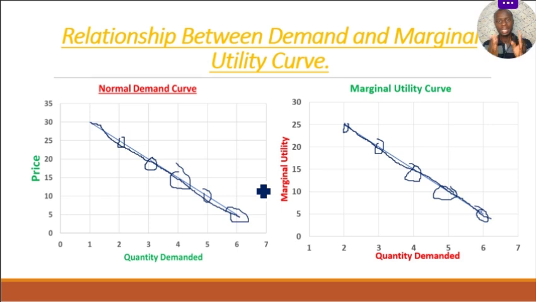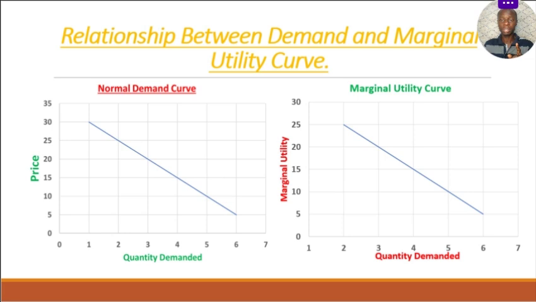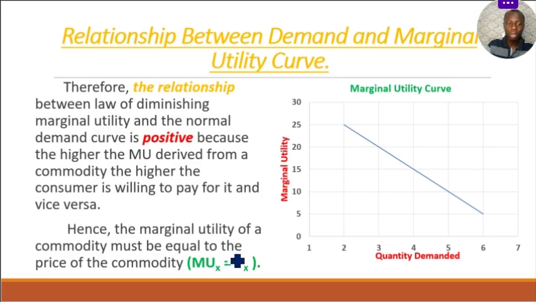So that shows that the relationship between the marginal utility curve and the normal demand curve is a positive relationship. As a matter of fact, it will get to a point, as we have discussed here, where the marginal utility will be equal to the price the consumer is willing to pay. We call this condition consumer maximization. This will be further discussed when we discuss the topic known as theory of consumer consumption.